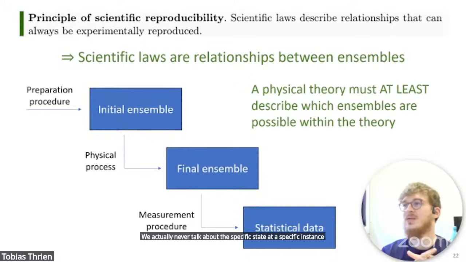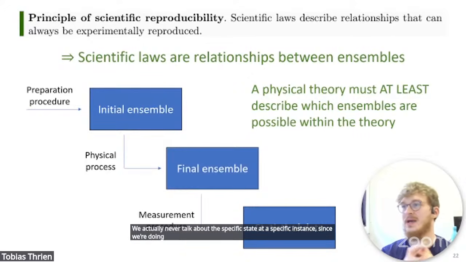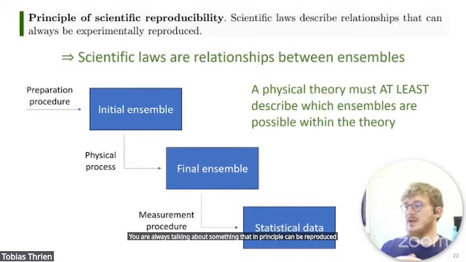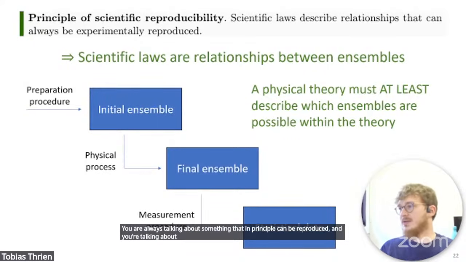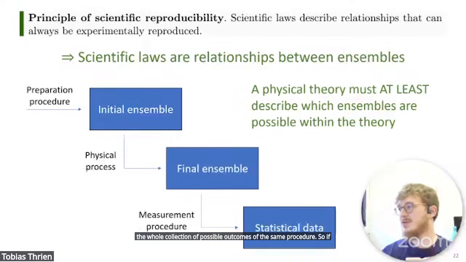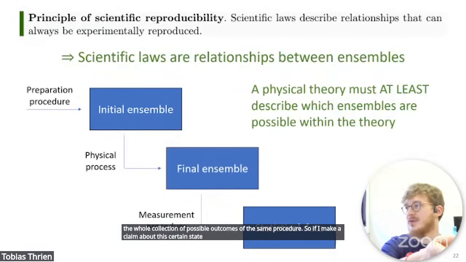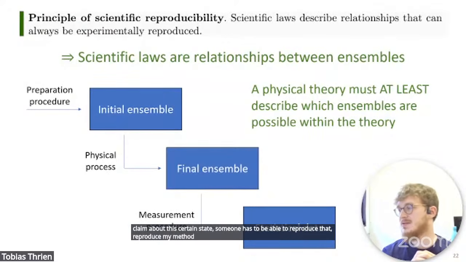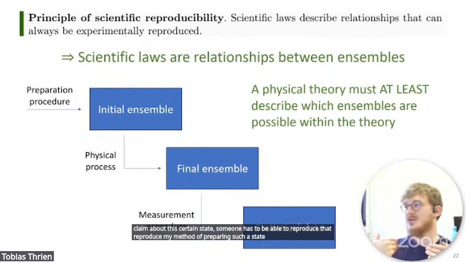Since we're doing science, everything we do has to be reproducible. So you're actually not talking about the single instance. You are always talking about something that in principle can be reproduced, and you're talking about the whole collection of possible outcomes of the same procedure. So if I make a claim about a certain state, someone has to be able to reproduce my method of preparing such a state, and what I'm saying should hold for all of them.